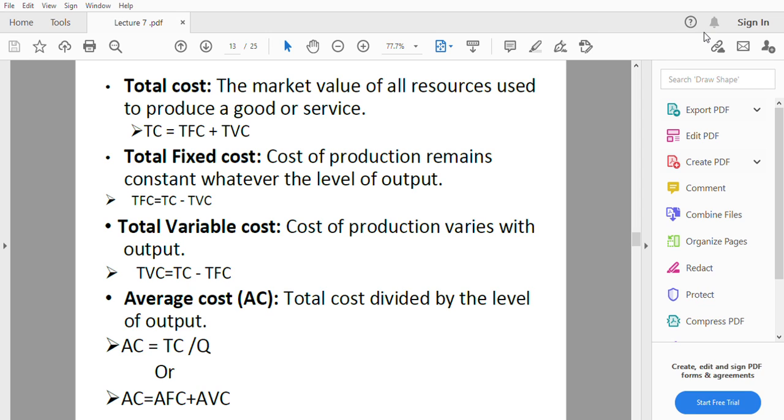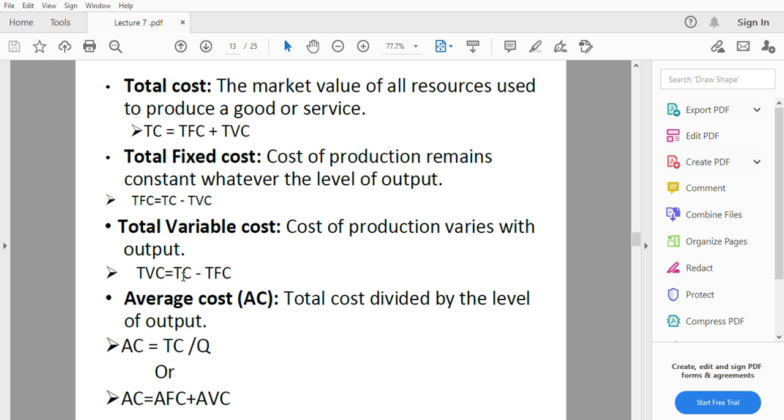Total fixed cost can be found by subtracting total variable cost from the total cost. So total cost is just a change of subject. If you want to find total fixed cost, it's total cost minus total variable cost. The next to talk about is total variable cost. The total variable cost is the cost of production incurred on the variable factor, and it can also be computed by subtracting the total fixed cost from the total cost.